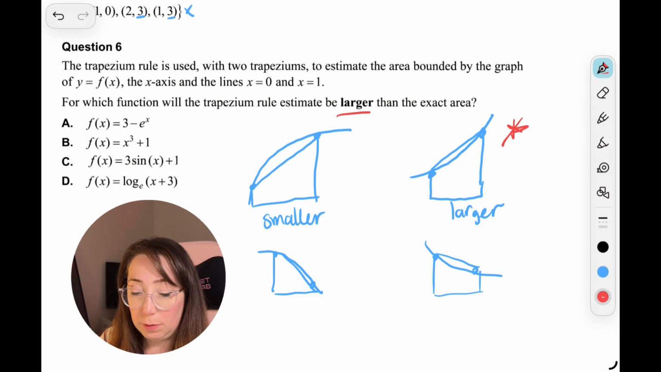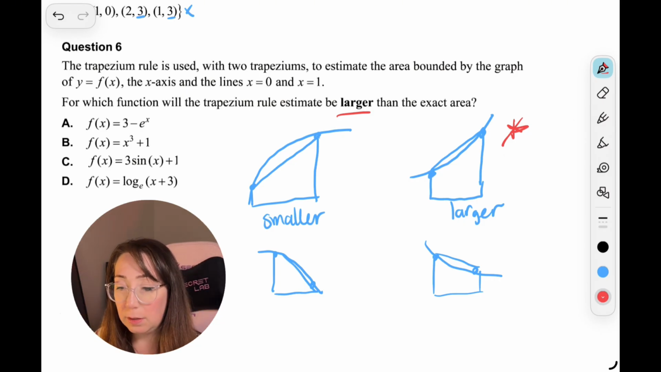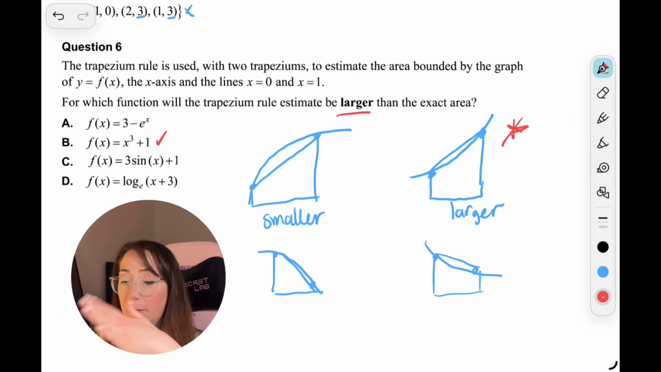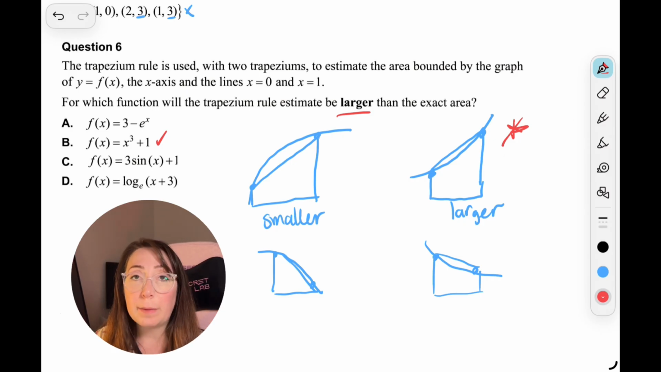X cubed plus 1, that's going inwards, so that will be larger, so it should be B, but we'll just go ahead and check the rest. That's larger, and this is larger. So you can see all of them have that particular shape. The two shapes are called convex and concave, but I thought I'd leave that language out for now, in case you're thinking of them. So what we're looking at is where it goes inwards, and that will be B.